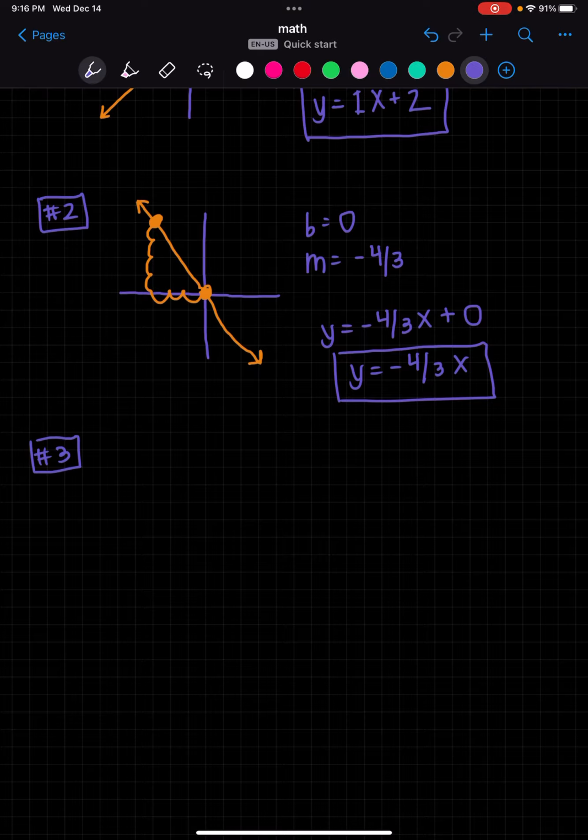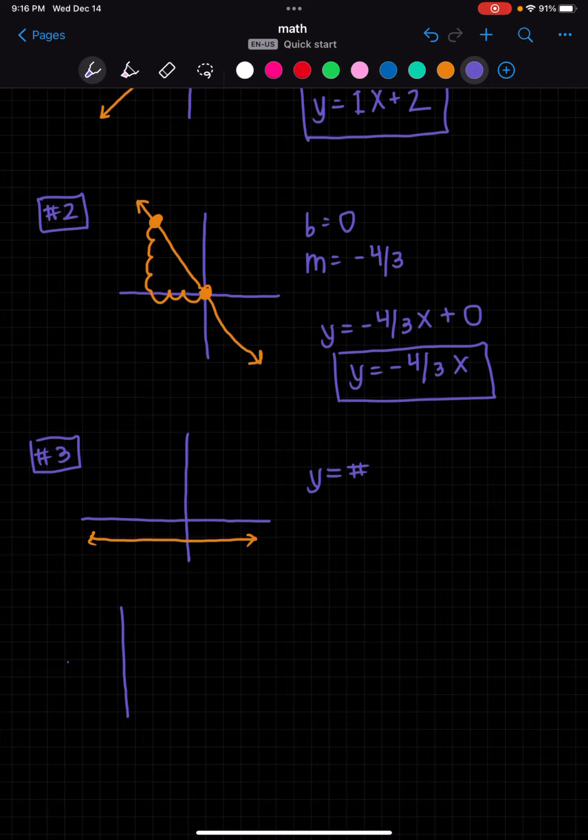And the next example is one of those special cases. The next example looks like this. It's just a straight horizontal line. So when we have a straight horizontal line, you can use the slope and the y-intercept way that we've been talking about, but when it's straight horizontal like this, it's always a y equals a number.